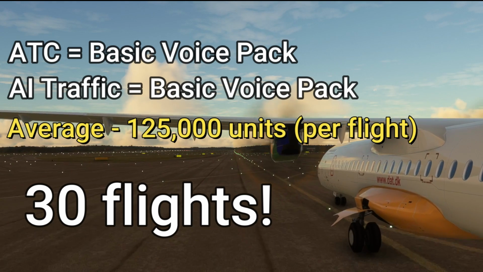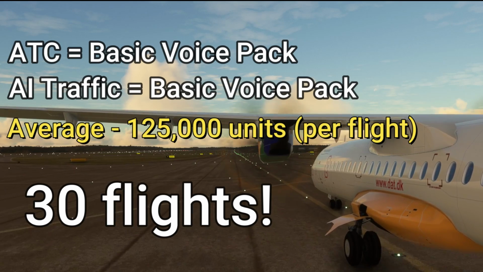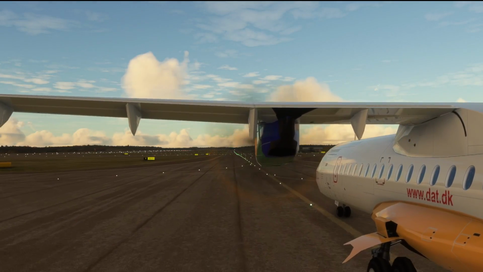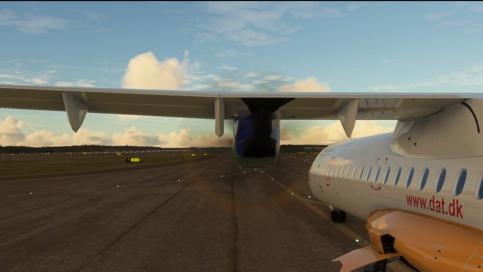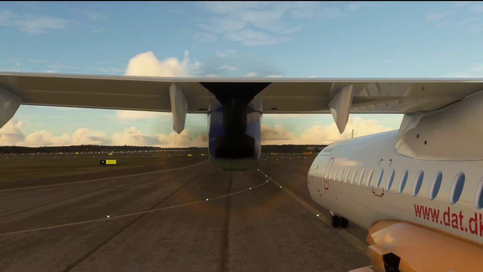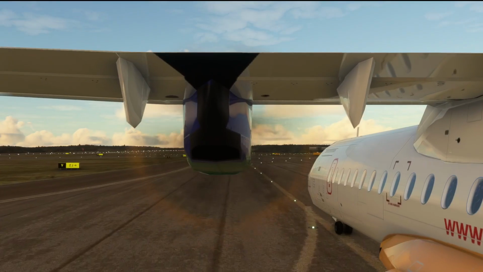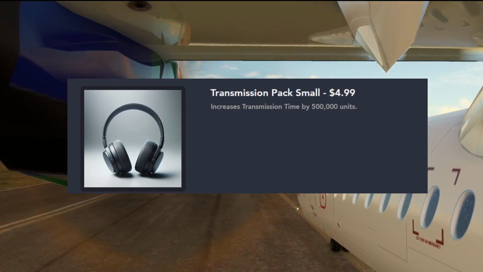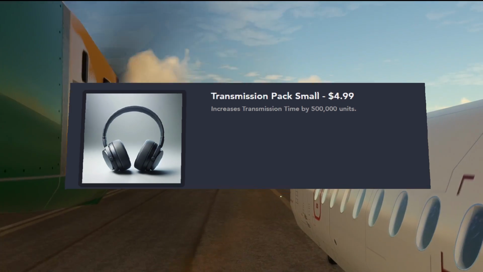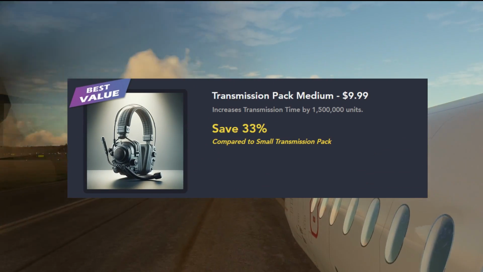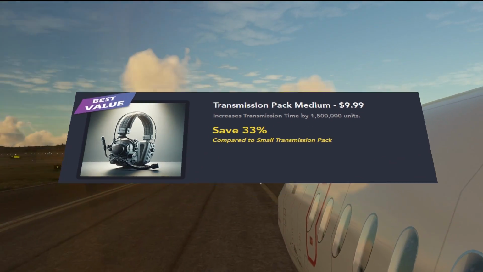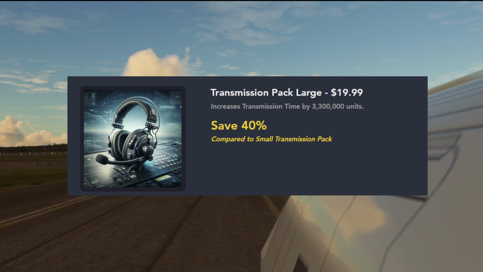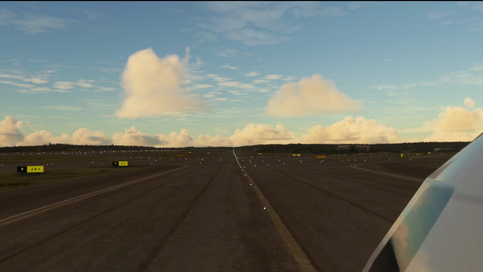If you then don't want to go back to just using the offline voices because you quite like the basic voices, you will then have to pay a bolt-on, an add-on, and purchase more transmission pack units. Now there are three options. You can buy 500,000 units for $4.99, you can buy 1.5 million units for $10, and you can buy 3,300,000 units for about $20. What does this mean though in terms of actual flights?